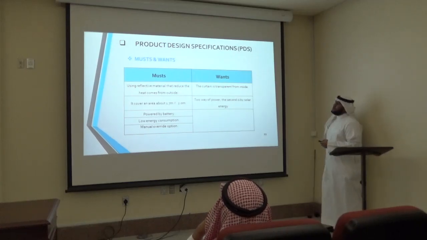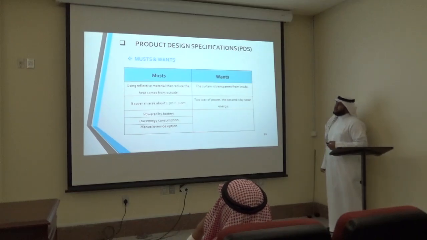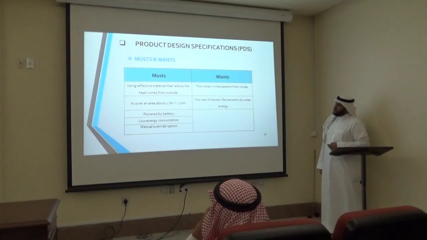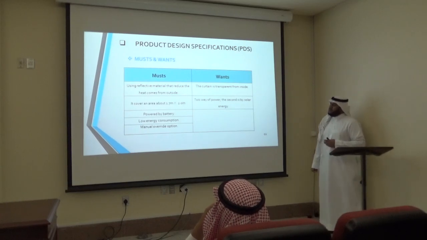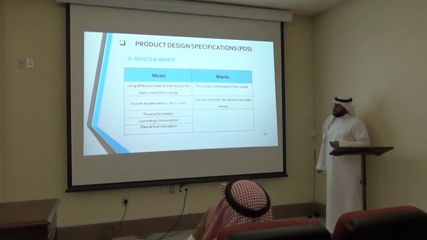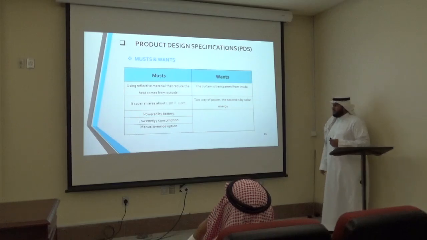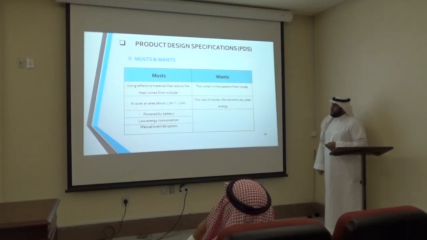Okay, let's now talk about the product design specification. First, we'll talk about the musts and wants that come from the project customer. The first must is that we must use reflective material that reduces the heat coming from outside the room. Also, the curtain should cover an area with a length of 1.7 meters and 2 meters in height.